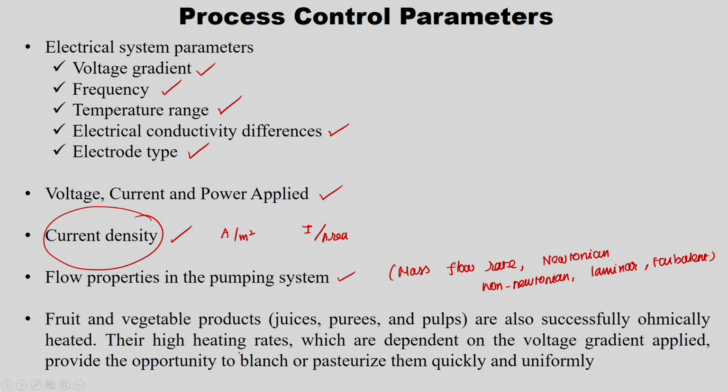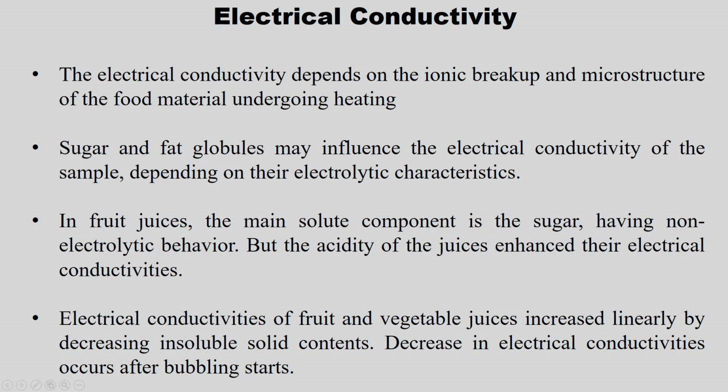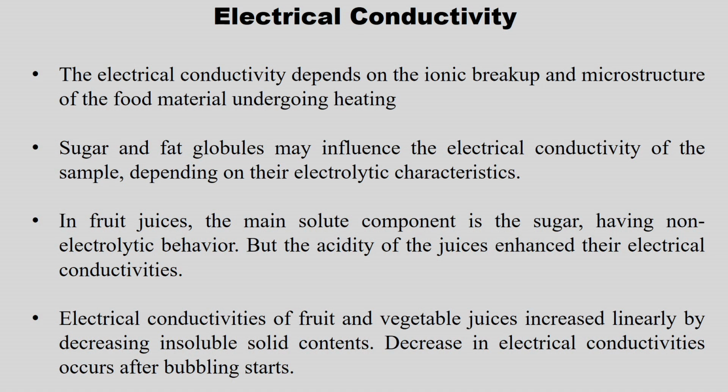And fruit and vegetable products, for example juices, purees and pulps, are also successfully ohmically heated. Their high heating rates, which depend on the voltage gradient applied, provide the opportunity to blanch or pasteurize them quickly and uniformly compared to conventional thermal technologies. In conventional thermal processing of solid foods, thermal conductivity was the main parameter, and for liquid food products, the heat transfer coefficient. So, here in ohmic heating, the electrical conductivity is the critical factor.